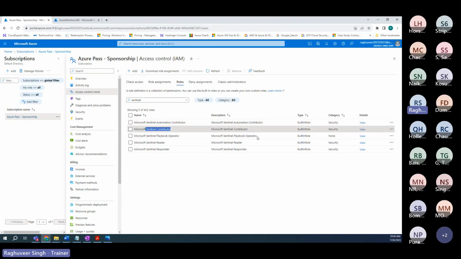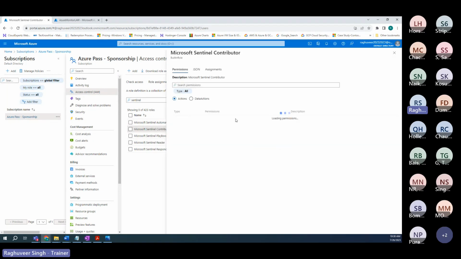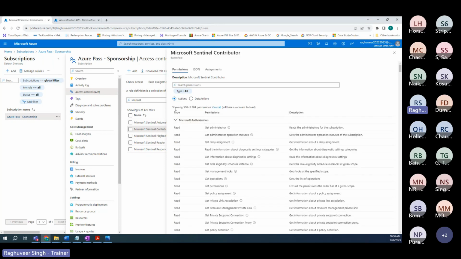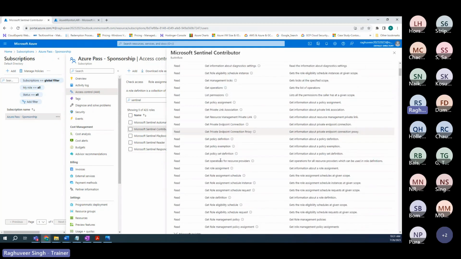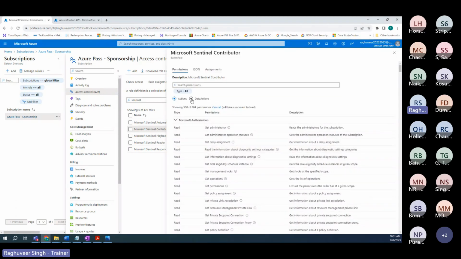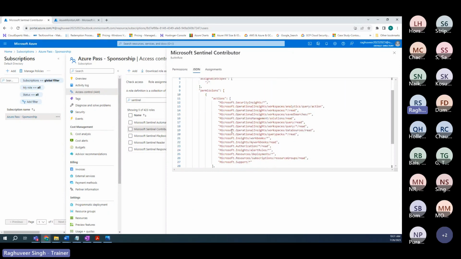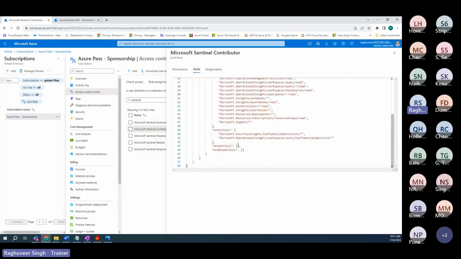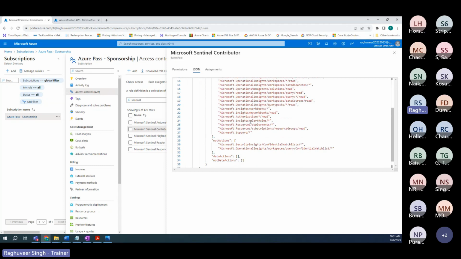If you want to see what contributor can do, what are the specific capabilities, you just need to click on view, and view will show you the permissions that the person has. You can see read permissions, other permissions. And if you want to keep it simple, go to the JSON. JSON will give you everything. Here in JSON, you can see that the person has query action permissions. You will see all the permissions that the person has.